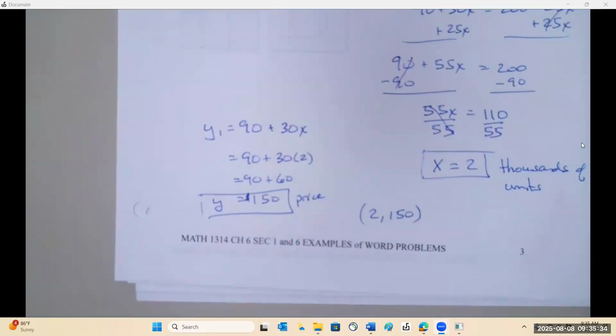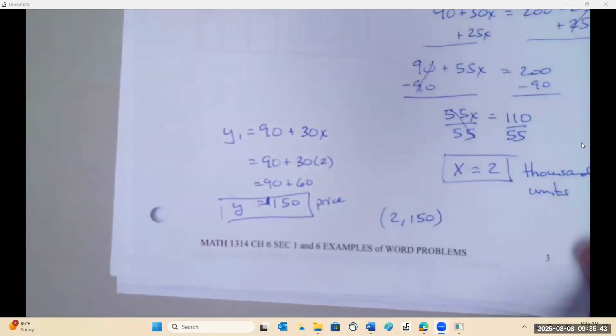So far, so good? That's systems of equations using just algebra. Now we're going to use something called Cramer's rule. Stop this one, and then we'll start Cramer's rule.